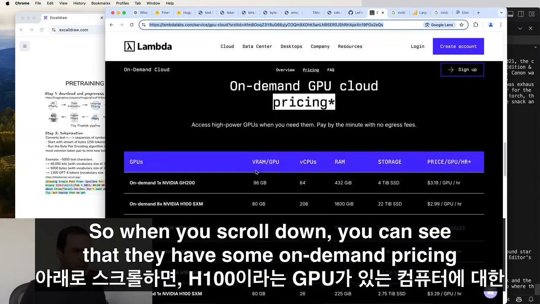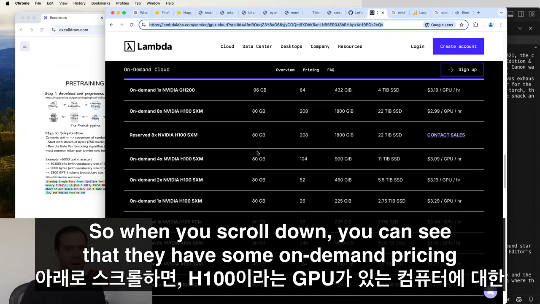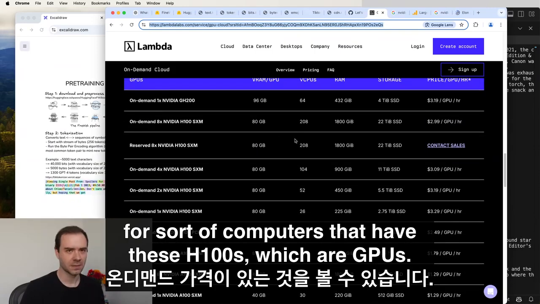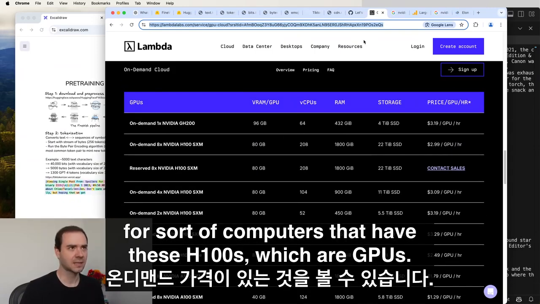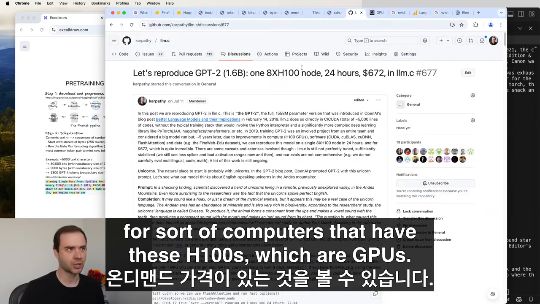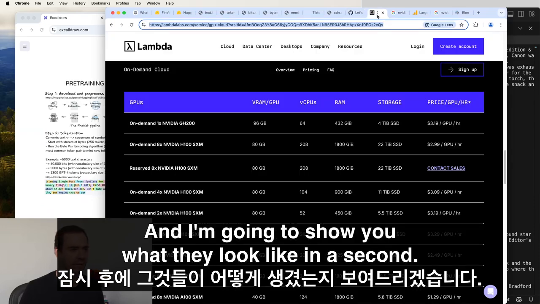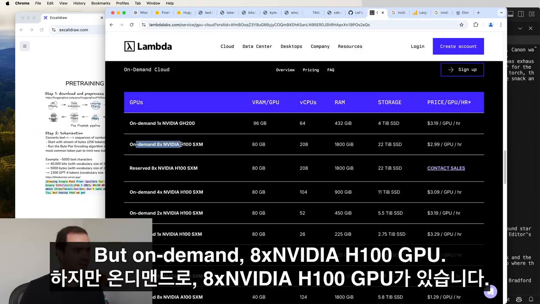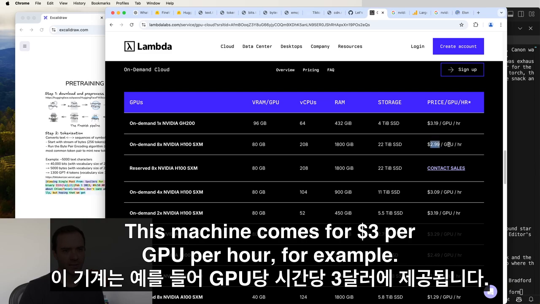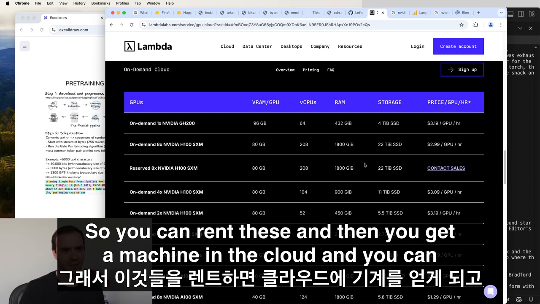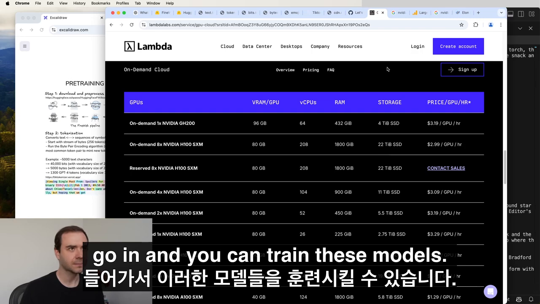So when you scroll down, you can see that they have some on-demand pricing for computers that have these H100s, which are GPUs, and I'm going to show you what they look like in a second. But on-demand 8 times NVIDIA H100 GPU, this machine comes for $3 per GPU per hour, for example. So you can rent these, and then you get a machine in the cloud, and you can go in and train these models.